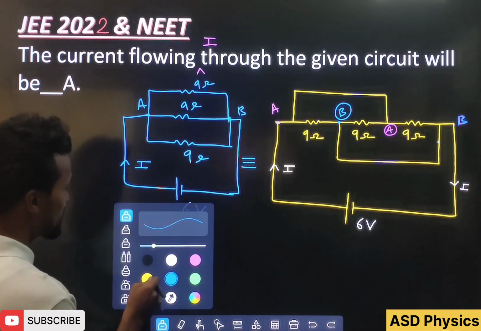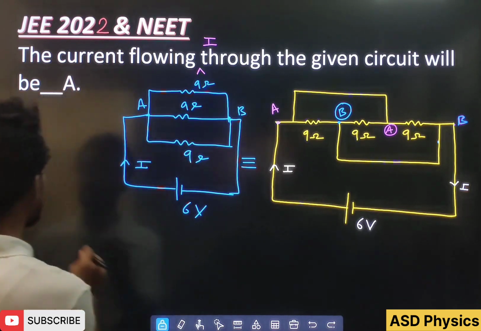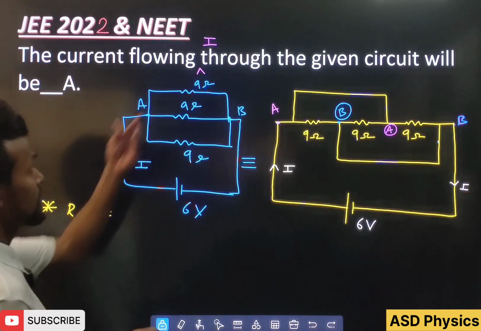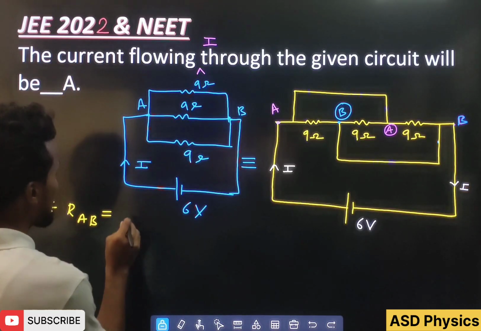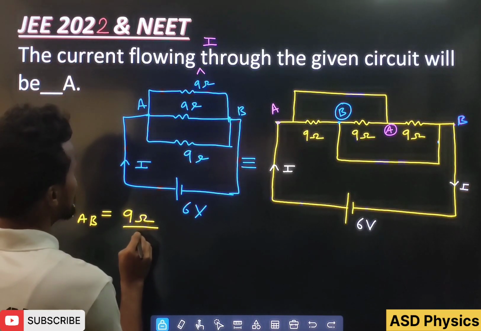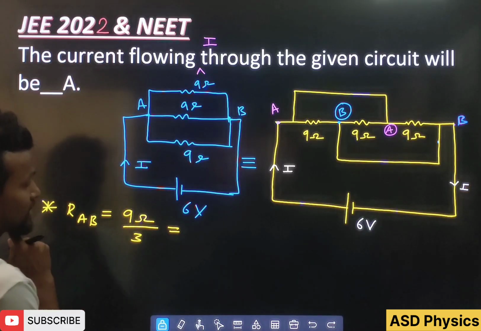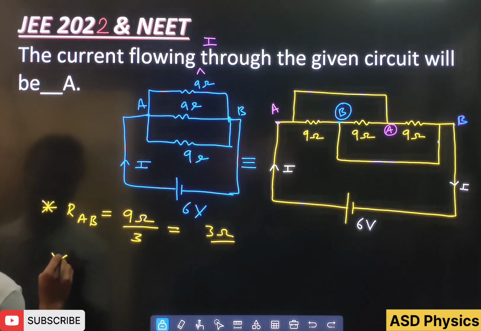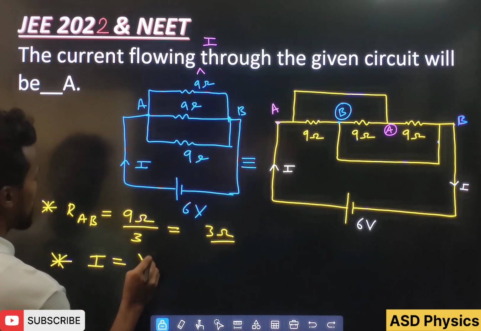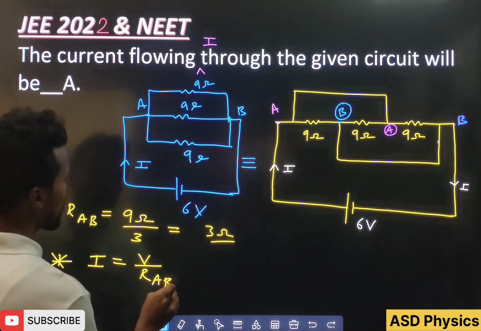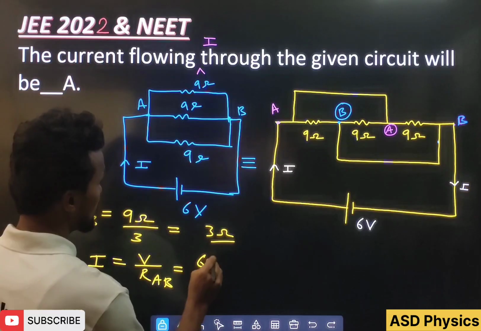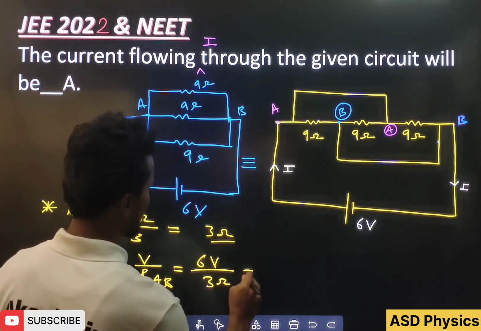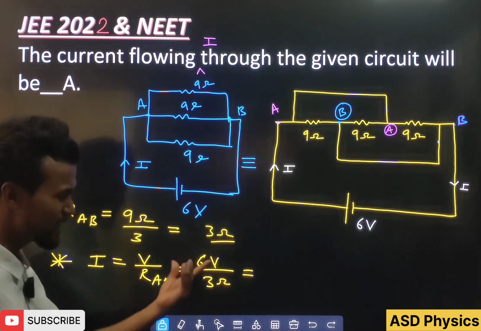So students, if I calculate the equivalent RAB, it is given by 9 ohm, 9 ohm, 9 ohm connected in parallel. That means it will come 9 ohm by 3, which is 3 ohm. After that, the current is given by V by RAB. V is how much? 6 volt, and equivalent resistance is 3 ohm. This V and ohm no need to write, but okay, I'm writing here.